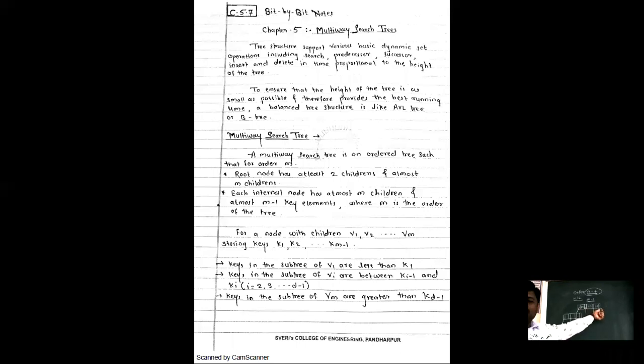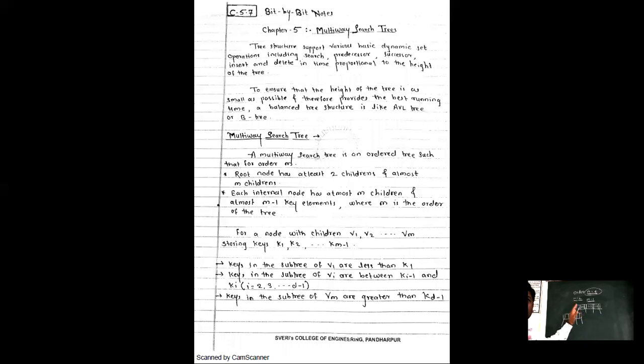How many values do we have stored here in a single node? 3 values. Which ones? 10, 20, and 30, right? And how many children are you able to consider for this root node? 4. Now for 1 child.